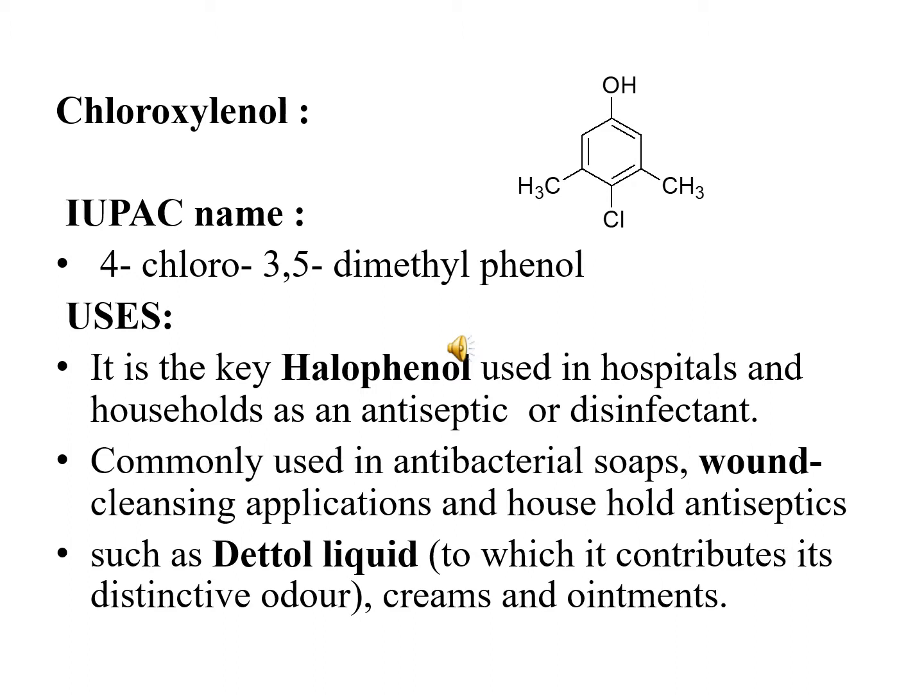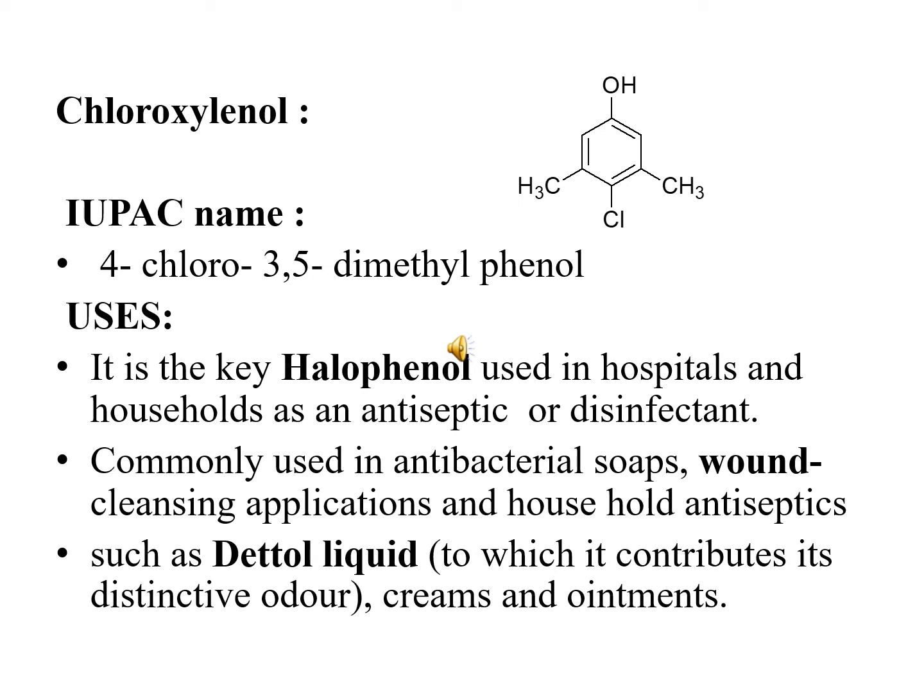Now we come to the derivatives of phenol, meaning compounds containing a phenolic structure with some other substitution. For example, in this category there is chloroxylenol. The structure of chloroxylenol contains a benzene ring and a hydroxy group, similar to phenol, but in addition it contains 2 methyl groups and 1 chloro group.